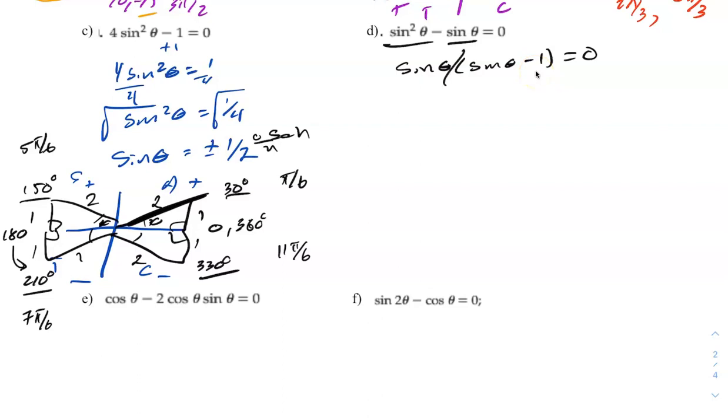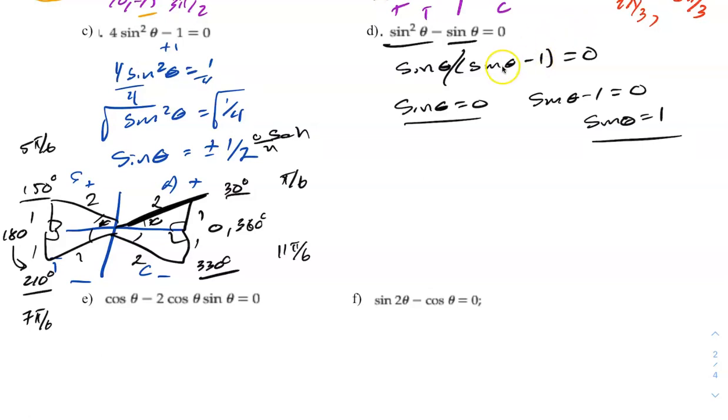Split it. Sine of theta equals 0. Sine of theta minus 1 equals 0, so sine of theta equals 1. So you got to solve both of those things. Good old algebra. Notice it's 0 and 1 for sine, so that means it's a unit circle one. It's one of these points here.